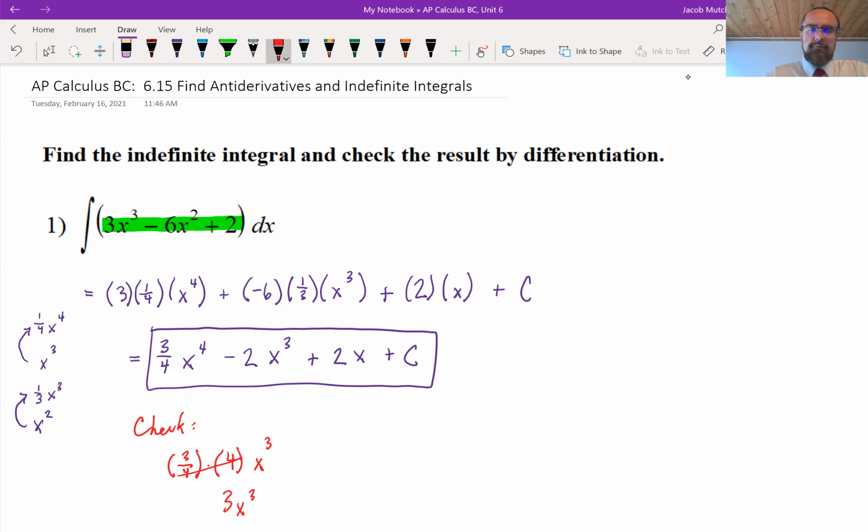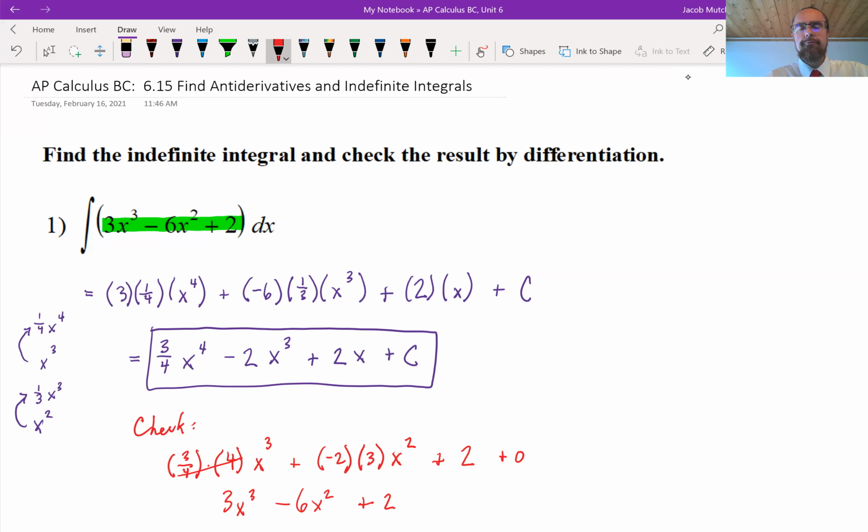To differentiate negative 2x cubed, that's going to be negative 2 times the whole power of 3 as a coefficient, x to the power of 3 minus 1 or 2. So that's minus 6x squared. And then differentiating 2x, that's just plain 2. And differentiating plus c, that's standing for a constant, so that would be plus 0.